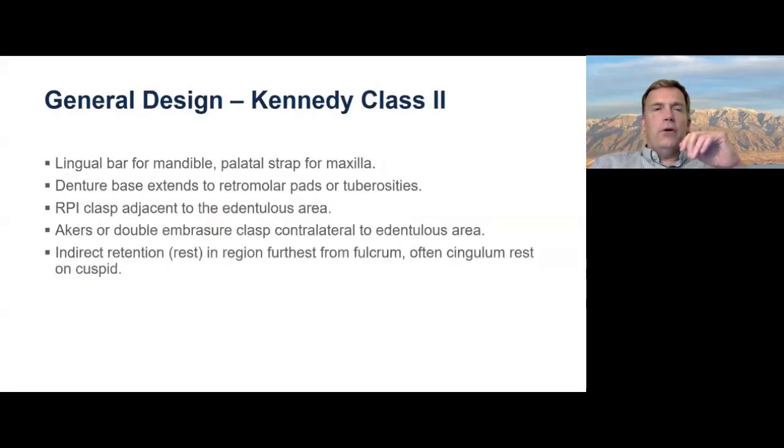So for our class 2, similar design on the major connector, and again, stable denture base. We can do an RPI adjacent to the edentulous area, and then an Akers or a double embrasure clasp contralateral to that edentulous area, like we talked about, to make the case a little more stable. And then we want to put an indirect retention arrest in the region furthest from that axis of rotation, which will often be a cingulum rest on the cuspid to help prevent lifting of the partial frame when we're chewing.